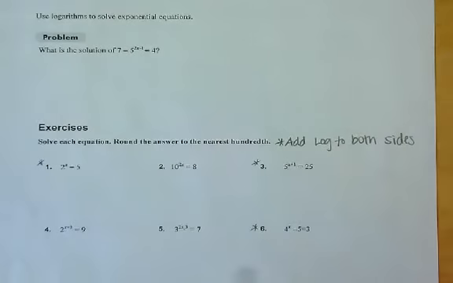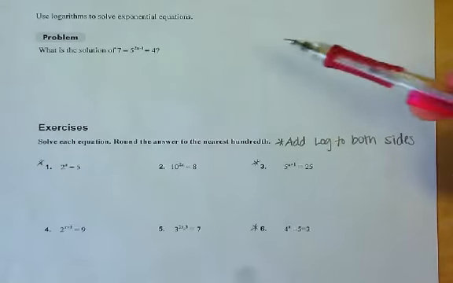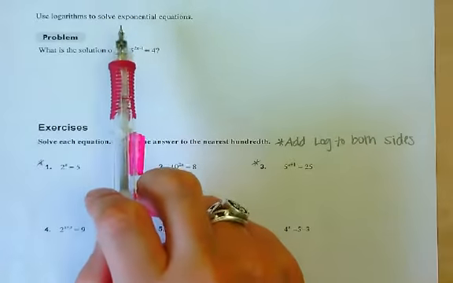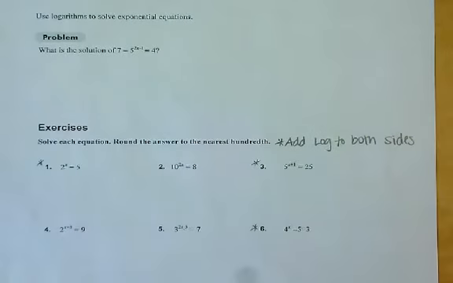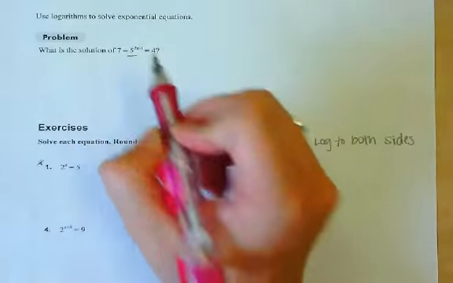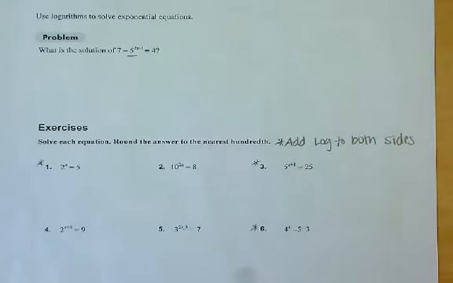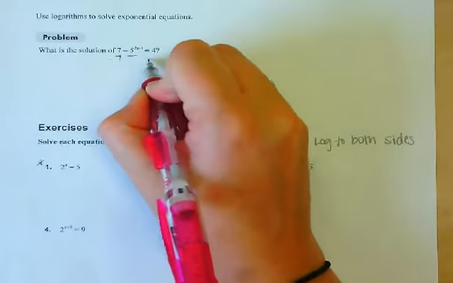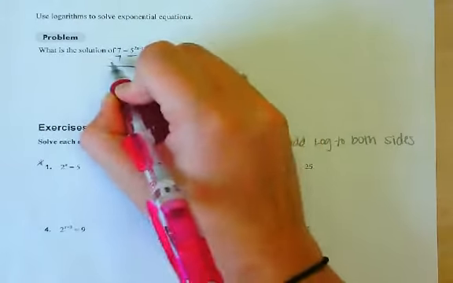In this section, we're going to be learning how to solve exponential equations and log equations. The first type of problem that we're going to solve is this exponential equation, and in our directions it says to use logarithms to solve the exponential equations. So the first thing that I want to do is get this exponential portion on a side by itself. In order to do that, I first need to subtract 7 from both sides.